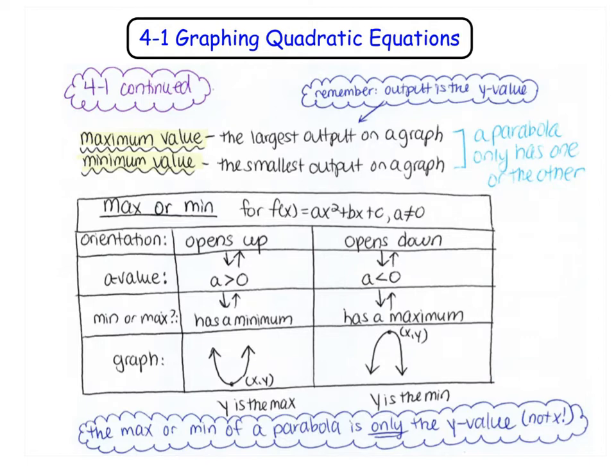And then it's exactly opposite for a maximum. If it opens down, a is less than 0, so it's a negative number, which means it has a maximum, and it looks like this because it has that highest point there. And again, if you're talking about the max or min of a parabola, the minimum value or maximum value, it's just the y value.